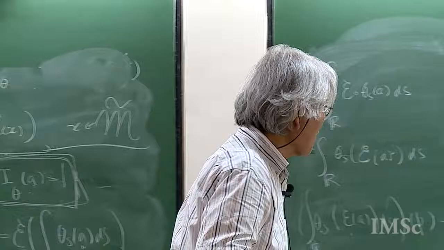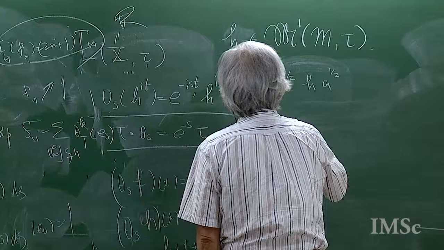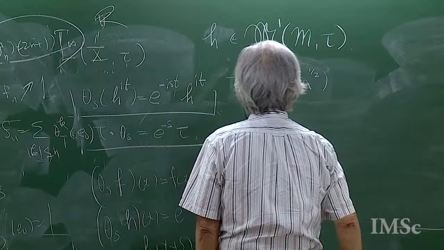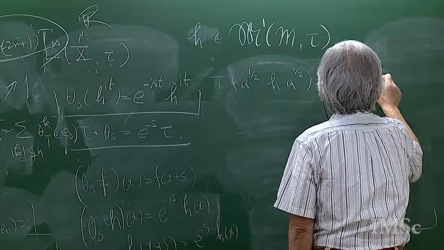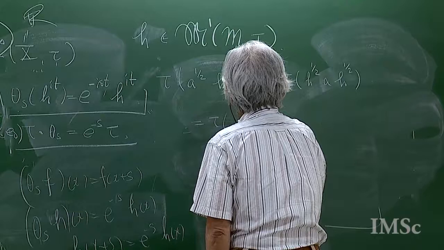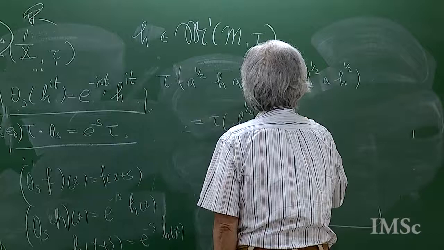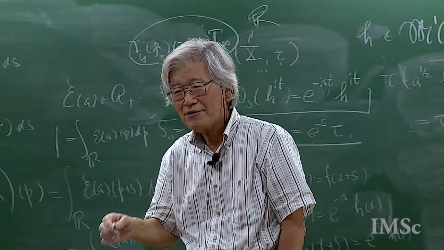Now I want to see one more thing. Tau, what is this? This is tau of H to the 1/2 A H to the 1/2. This is equal to tau of H E of A. You can do the same conditional expectation because H to the 1/2 is the quasi element of A, or affiliated with A.